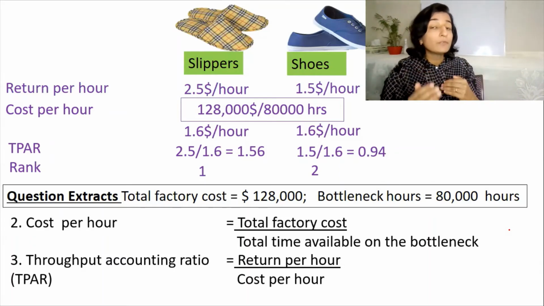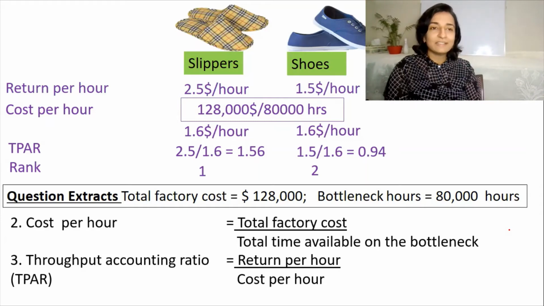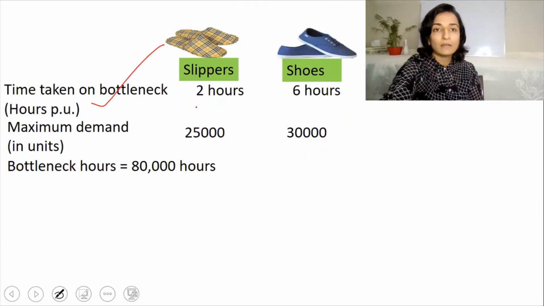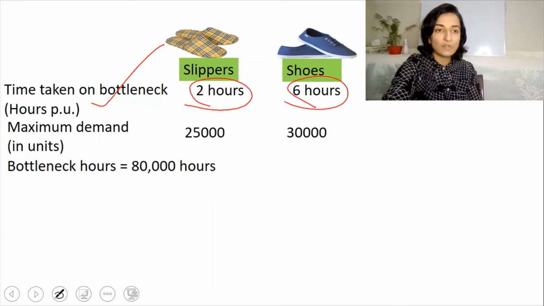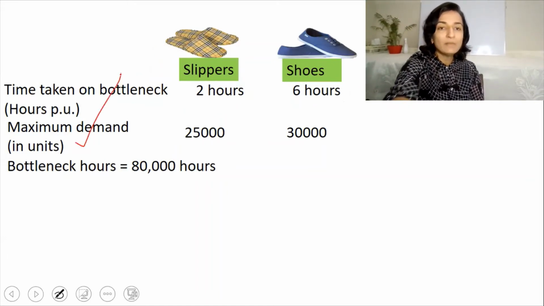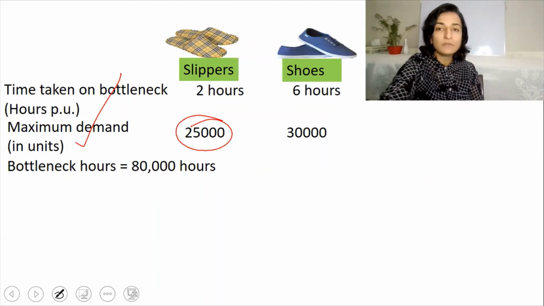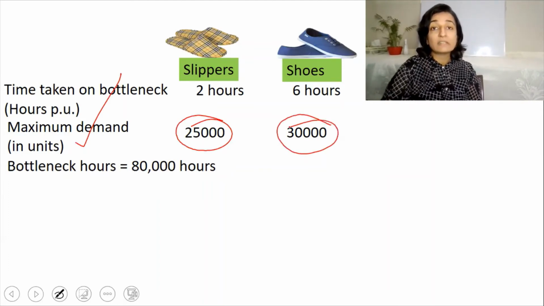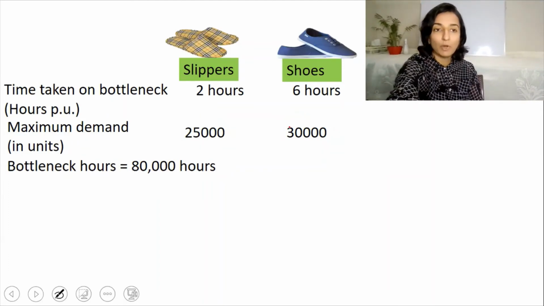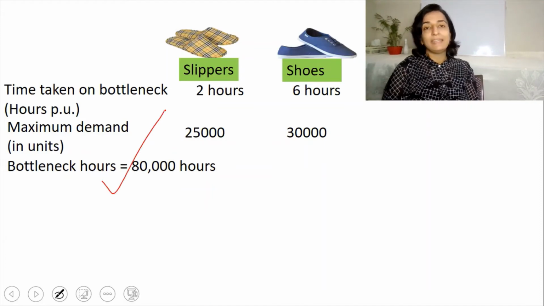Next, we will go to the optimum product mix, or the quantity of slippers and the quantity of shoes that we have to manufacture. So let's get to the details. The time taken on the bottleneck is 2 hours for slippers and 6 hours for shoes, that we already saw. Now, the maximum demand of slippers is 25,000 units and for shoes is 30,000 units. And the bottleneck hours in total is 80,000 hours.